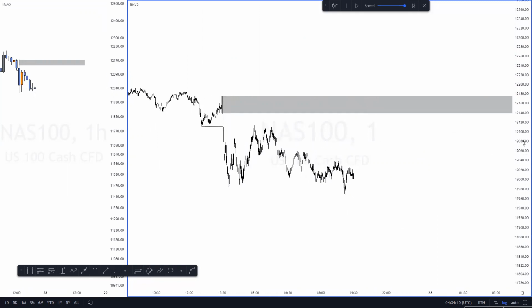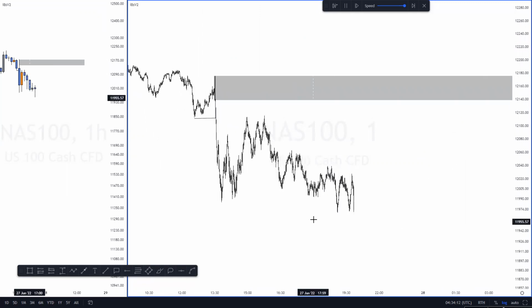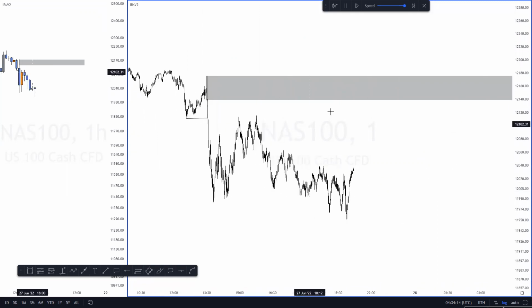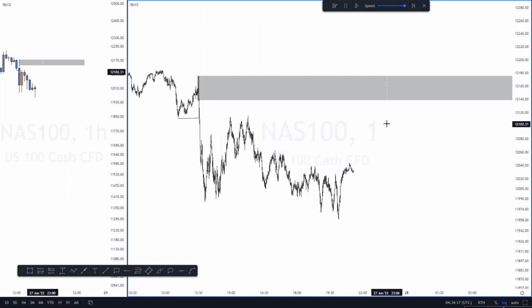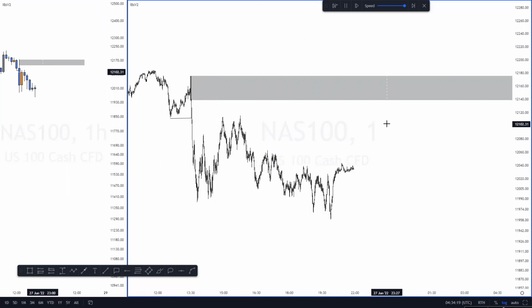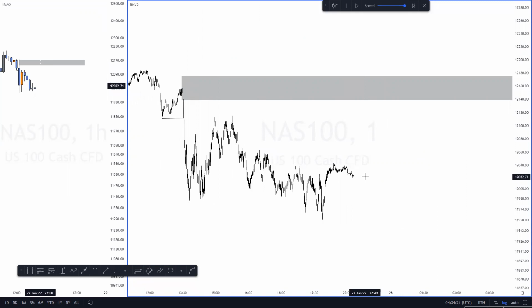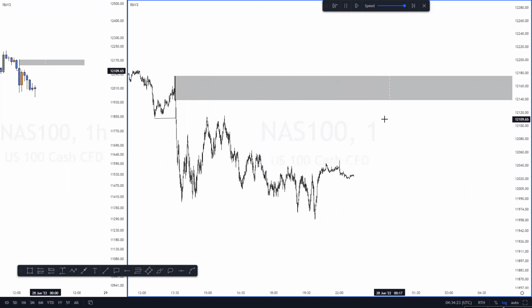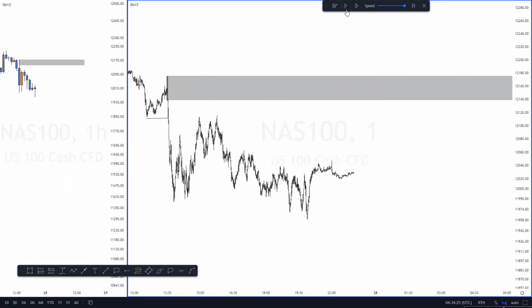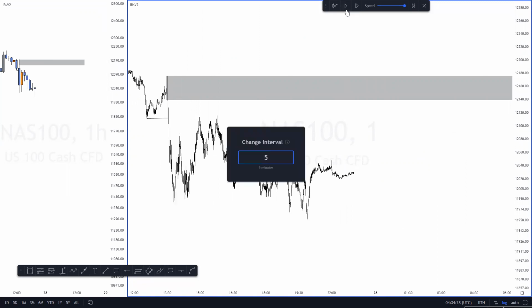Yeah, that's just the thing about patience. You have to just wait for the market to get to where you want it to get to. It's kind of slow. Let's just increase it to 5 minutes. So get it fast.